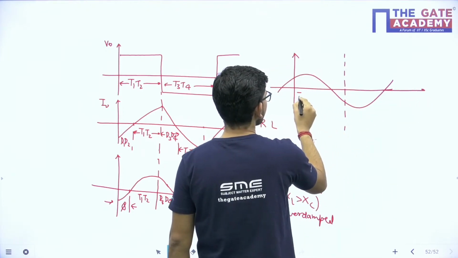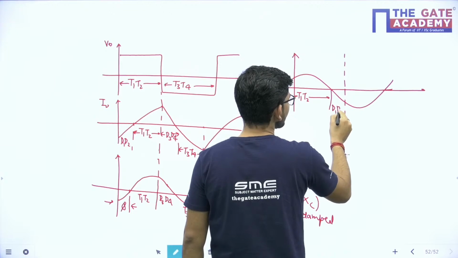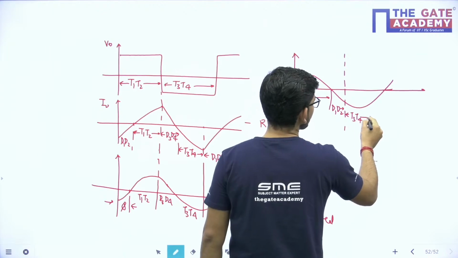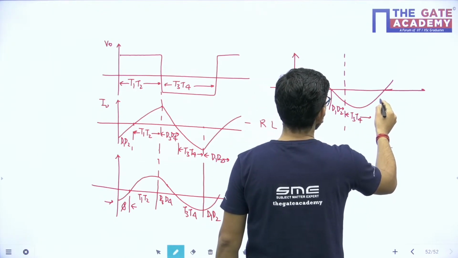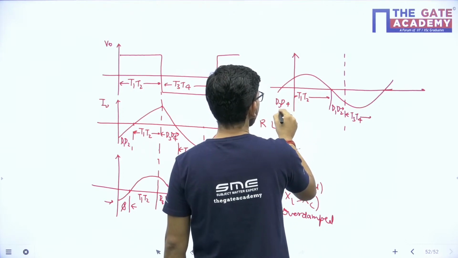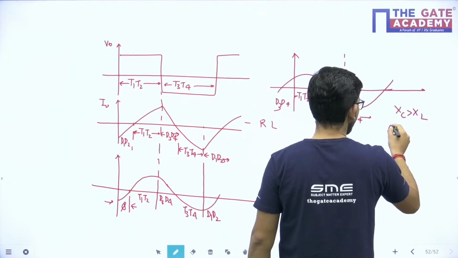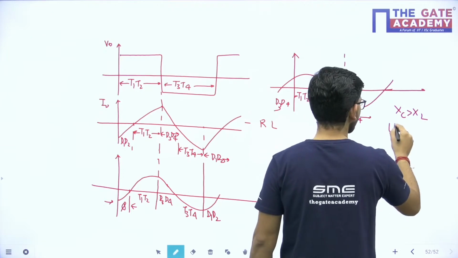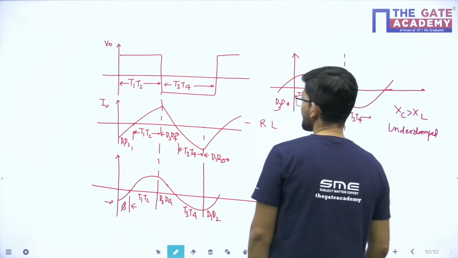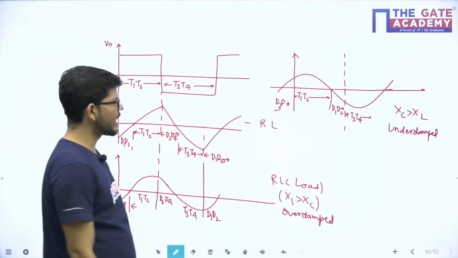So what will happen here? T1 and T2 will be conducting, and then I will be having D1, D2 conducting here. Then I will be having T3, T4 conducting here. Similarly, D3, D4 will be conducting here. So I will be having this particular waveform for under damped case where XC is greater than XL. So this is the waveform for single phase full bridge VSI for all the cases that we have.